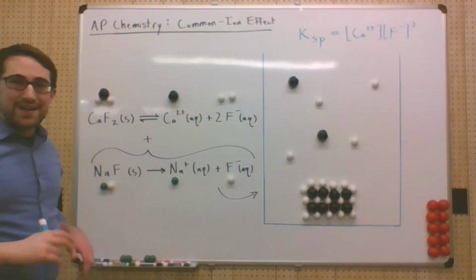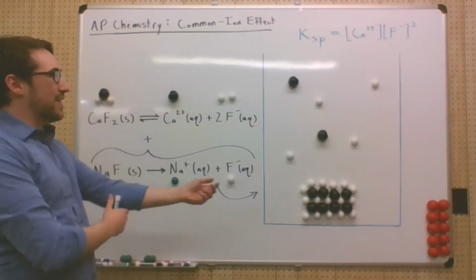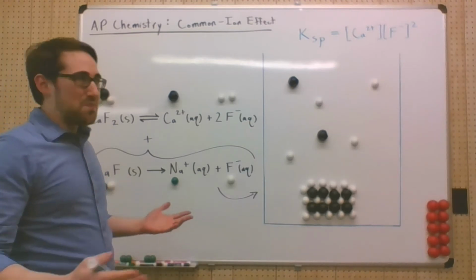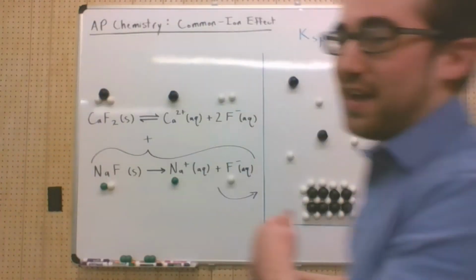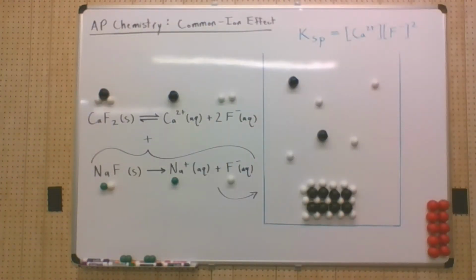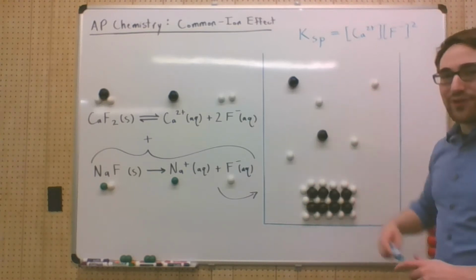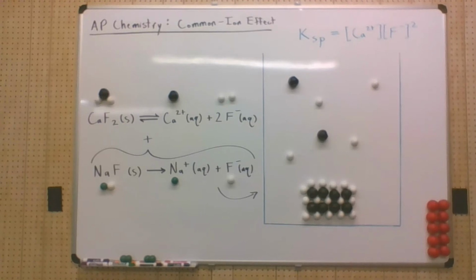Okay, so I can look at this just like any other equilibrium. I can say, well, how is this kind of leaning to the left or right? If I look at the representation here, I've got way more calcium fluoride solid down here than I do the ions that are floating around. So I'm going to have a very, very small KSP.